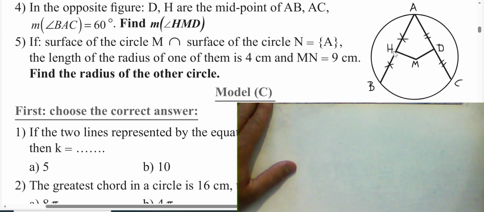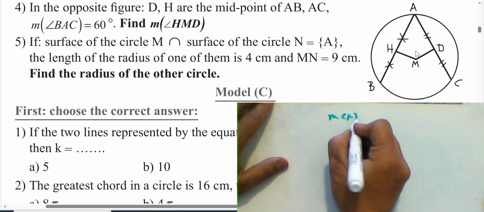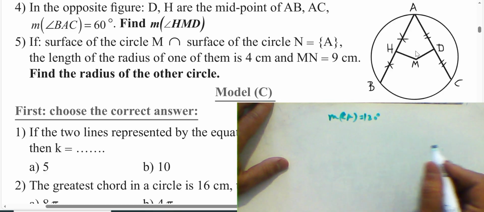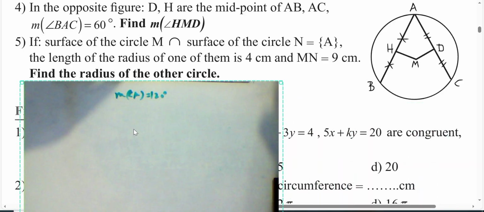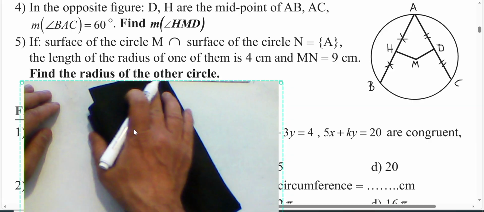Because H is the midpoint of AB, then MH is perpendicular to AB. D is the midpoint of EC, then MD is perpendicular to EC. We can find the measure of angle M, it will be 120 degrees, because the measure of angle M plus the measure of angle A equals 180. We call these supplementary angles. Next question, you can write the proof about this by yourself, okay?